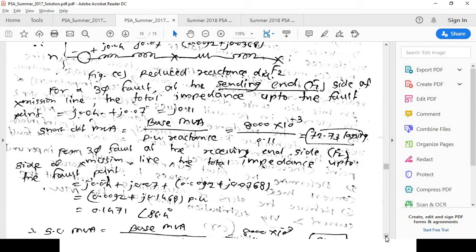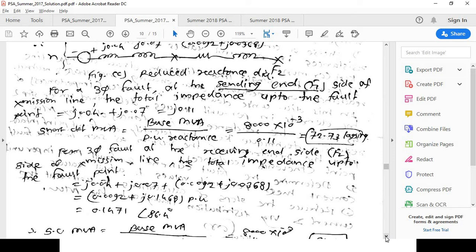Now for a three-phase fault at the sending end, F1 side of the transmission line, the total impedance up to the fault point is j0.040 plus j0.07, that is j0.11, and hence short circuit MVA is equal to base MVA upon per unit reactance. Base MVA is 8000 into 10 raised to minus 3 upon 0.11 per unit reactance. So it is 72.73 MVA. That is, this is the short circuit MVA.